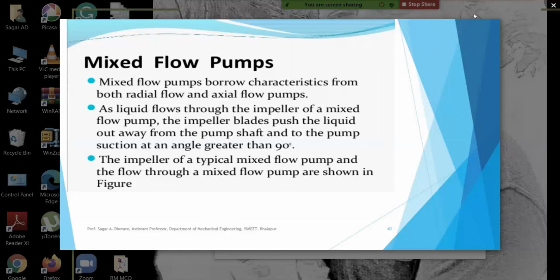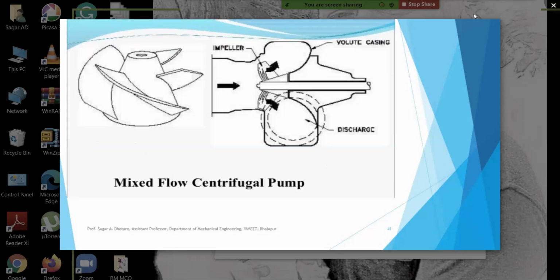As liquid flows through the impeller of a mixed flow pump, the impeller pushes the liquid out away from the pump shaft and the pump suction at an angle greater than 90 degrees. The impeller of a typical mixed flow pump and the flow through it are shown over here. You can look at the blade type or the manufacturing of the blade.